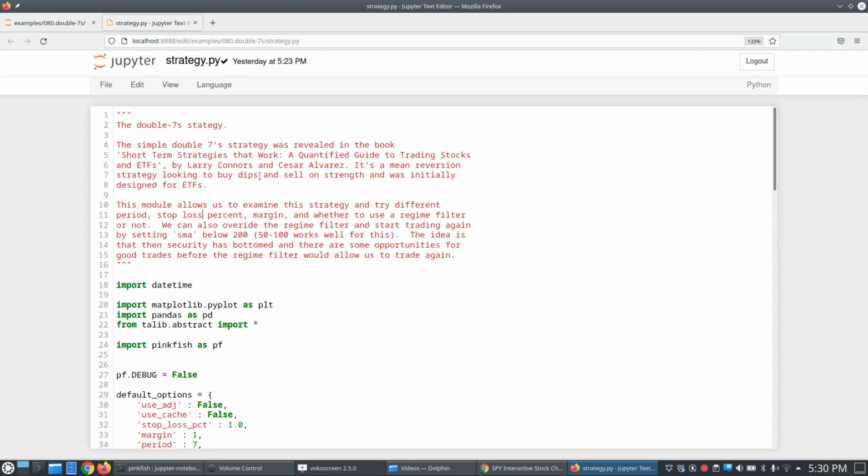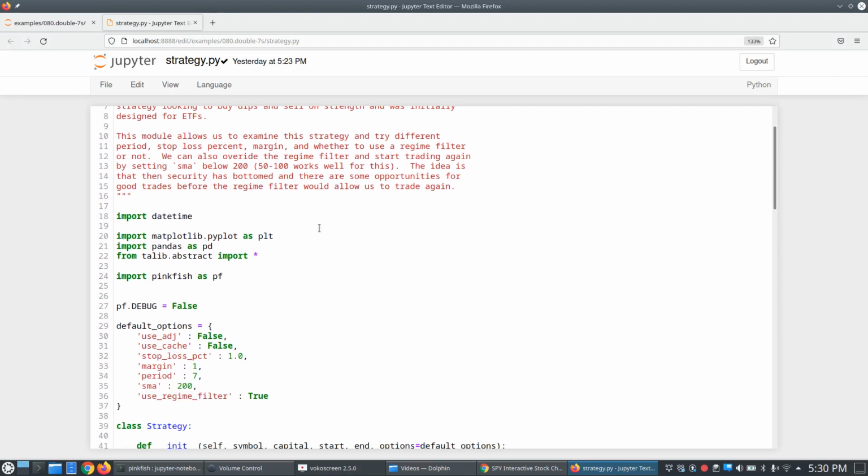The double seven strategy. So it's a simple strategy developed by Larry Connors, and you can find it in this book, Short-Term Trading Strategies at Work. And it's a mean reversion strategy looking to buy on dips and sell on strength. And it was initially designed for ETFs. I made some enhancements to his basic strategy, and I will go over those as we talk about the implementation here.